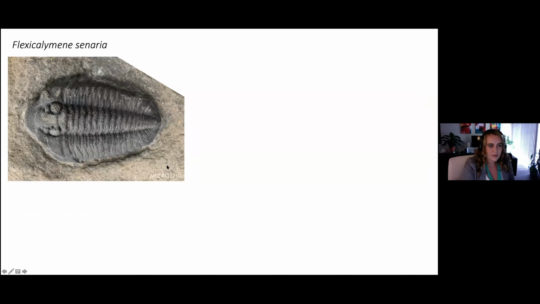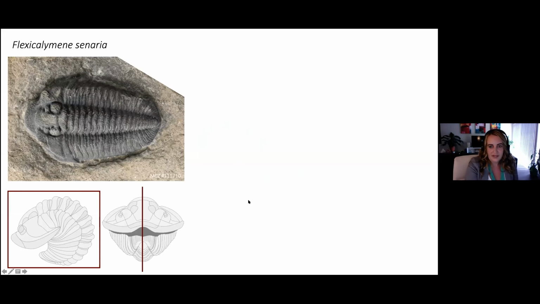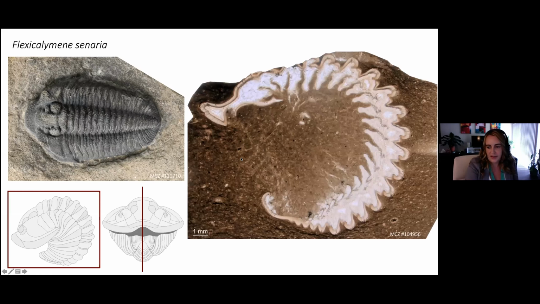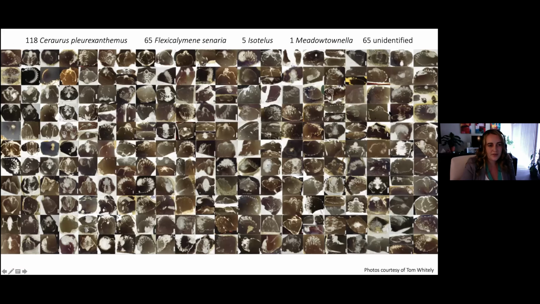The second most common trilobite in this layer is Flexicalaminii cinerea. And here we have an example of an axial cut. Again, we can see exoskeleton, that rim of fibrous calcite, which completely fills in the smaller voids, and then sparry calcite in the larger spaces. The Museum of Comparative Zoology at Harvard purchased over 250 thin sections from Walcott, and of those, 118 are Ceararis, 65 are Flexicalaminii, 5 are Isotylus, 1 is Mautotanella, and 65 are unidentified.